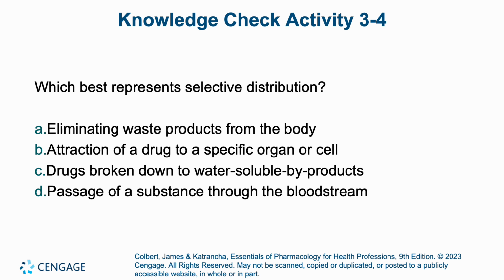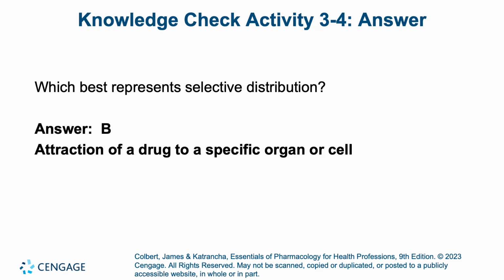Knowledge check. What best represents selective distribution? A, eliminating waste products from the body. B, attraction of a drug to a specific organ or cell. C, drugs broken down to water-soluble byproducts. Or D, passage of a substance through the bloodstream. And the answer is B, attraction of a drug to a specific organ or cell.